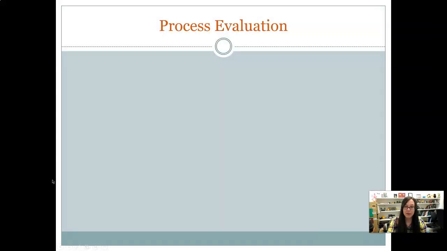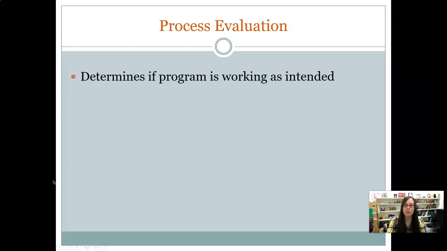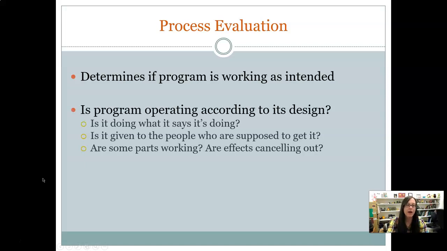So then a process evaluation. This is basically determining, once the program has started, if it's working as intended. So as it's going, is it basically working according to how it was designed? This is also known as program monitoring. So as it's underway, you're monitoring it. Basically you want to see if it's operating according to its original purpose and design. So is it doing what it says it's doing? Is it given to the people who are supposed to get it? Is it the right people that are getting this program?